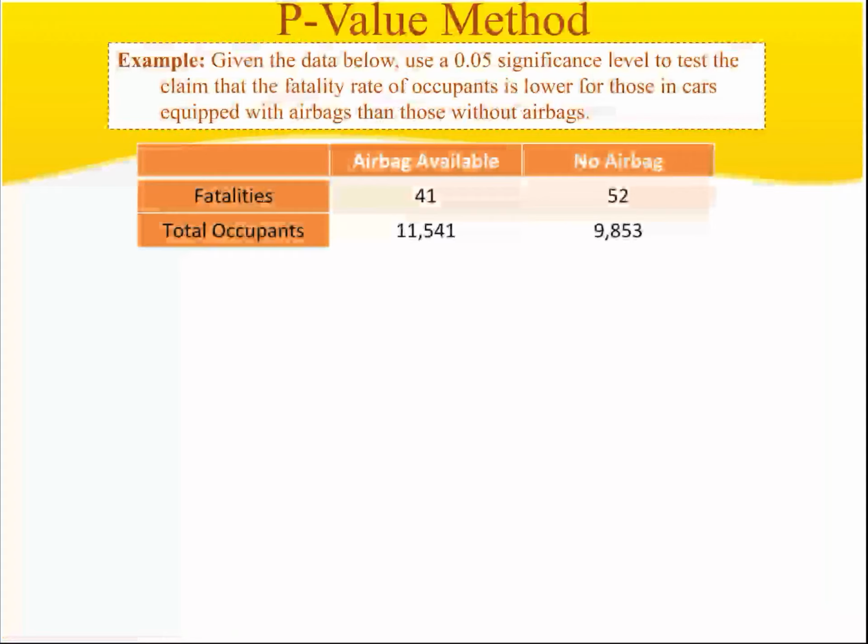Okay, let's practice. So first example. Given the data below, use a 0.05 significance level to test the claim that the fatality rate of occupants is lower for those in cars equipped with airbags than those without airbags. So we have 41 fatalities if the airbag was available, compared to 11,541 total occupants, and 52 fatalities if there was no airbag, compared to 9,853 occupants.